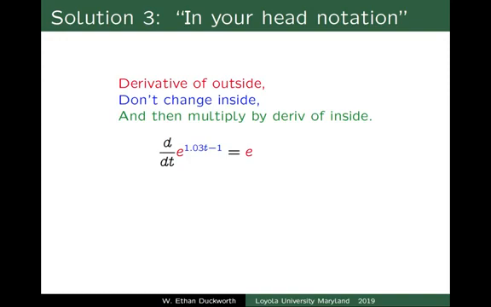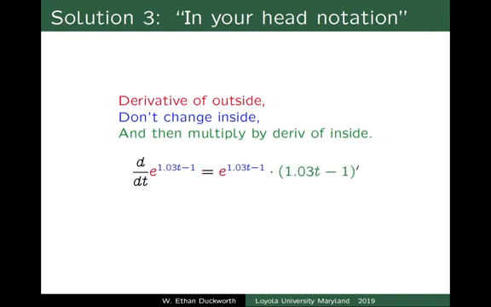What should we do to the inside? Nothing. So 1.03t minus 1. Okay, and then finally, what should we do? And then multiply by the derivative of the inside. So I'm going to wait for another step to actually finish that, but I'll start by just putting it on the side with the prime, and what that prime says is you still need to take the derivative, but this is where it's going to go. So my last step will be to finish taking that derivative and to write it on the side. So e to the 1.03t minus 1 times 1.03.